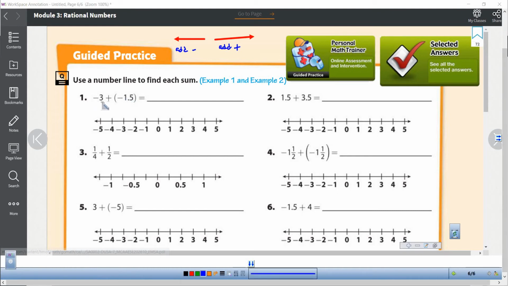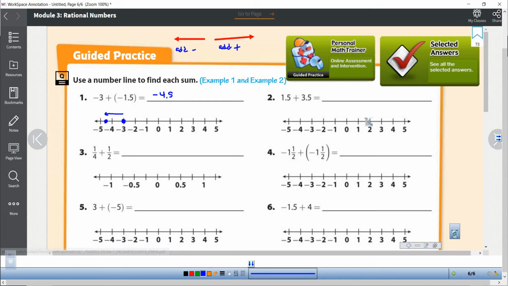For example, the first one right here, -3 plus -1.5. We would start on the number line at -3, and because we're adding a negative, we would go 1 and then a half to the left. Where would that land us? That would land us at -4.5. Again, when the signs are the same, we're just going to put them together.